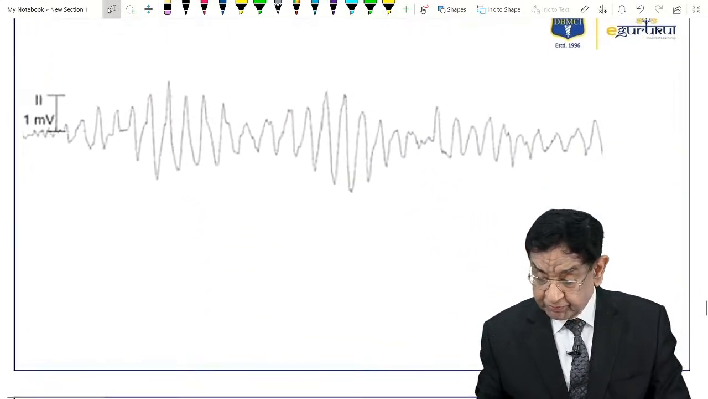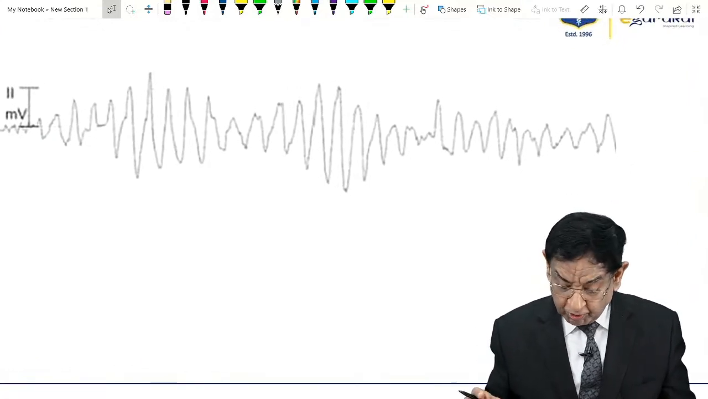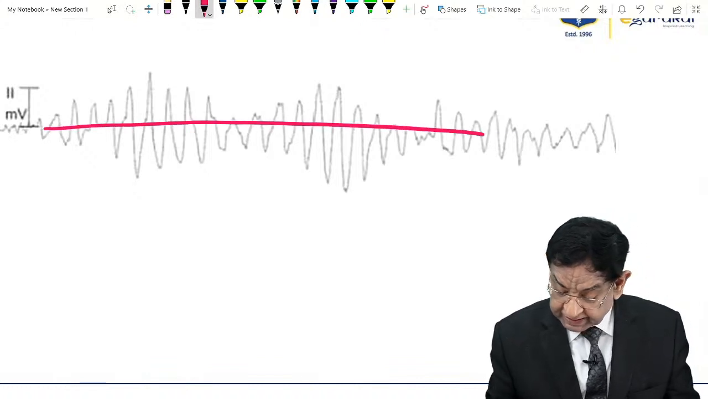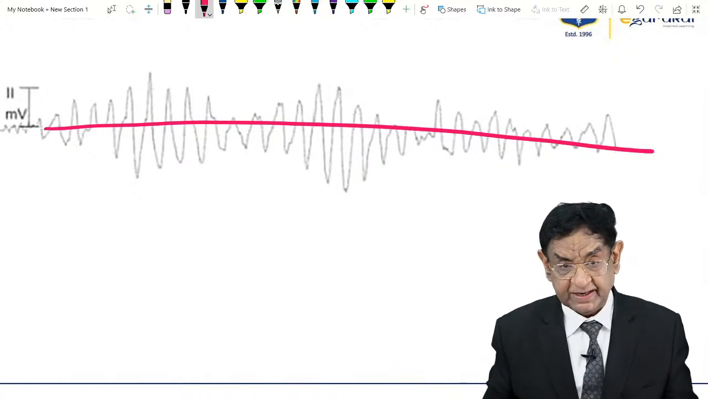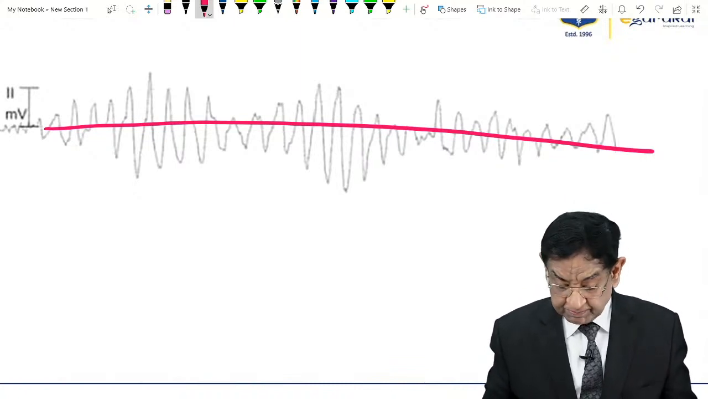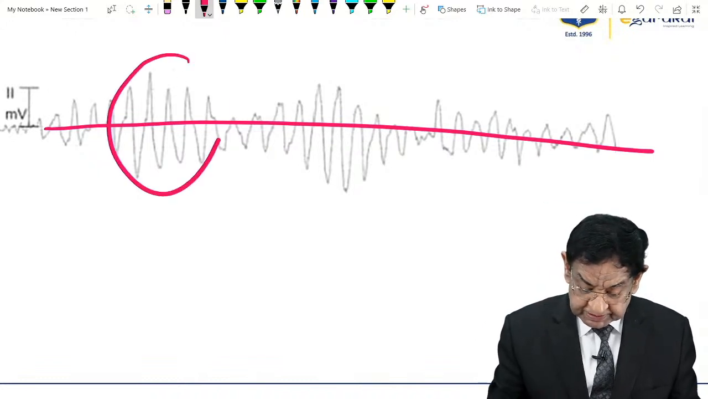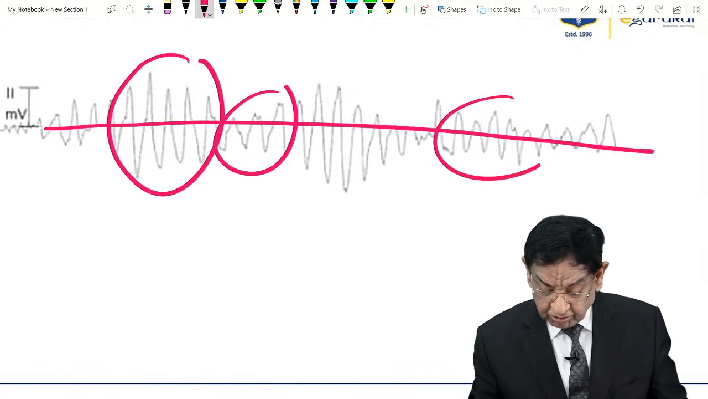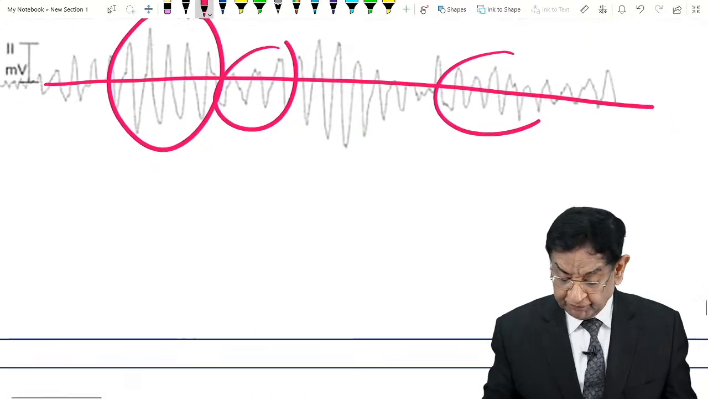Now this is the picture I wanted to show you. You are getting a polymorphic type of ECG recording. It twists around the baseline. Look, just twisting around the baseline is the classical finding of torsades de pointes. Why do we call it polymorphic? Look at the shape of this, shape of this, shape of this. All different shapes are there. That's why we call it polymorphic.